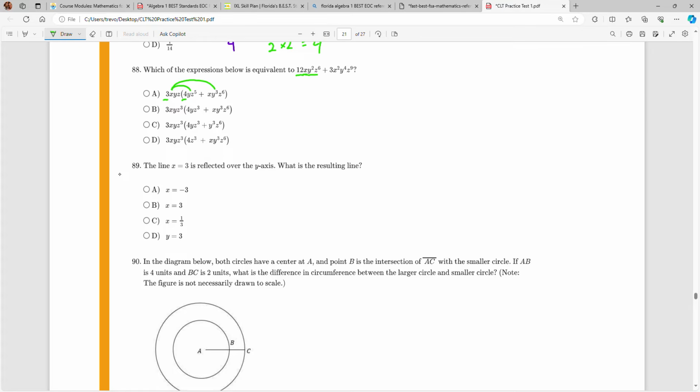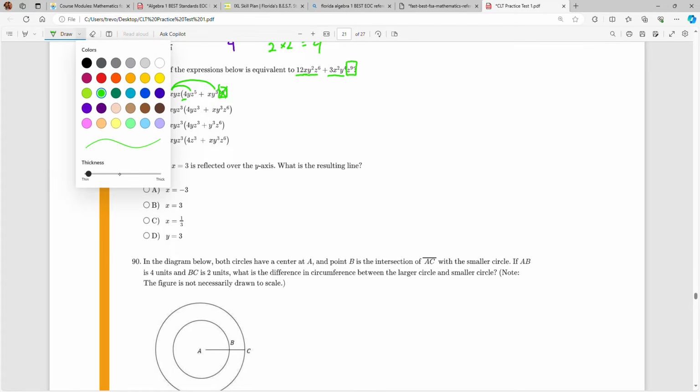3 times 1 is 3. X times x is x squared. Y times y to the power of 3 is y to the power of 4. And then here at the end, z times z to the power of 6 would be z to the power of 7, not z to the power of 9. So right here, we got a problem. A is not it.